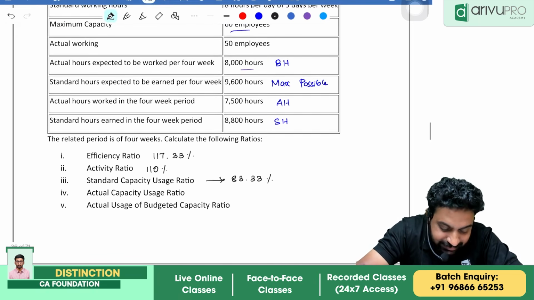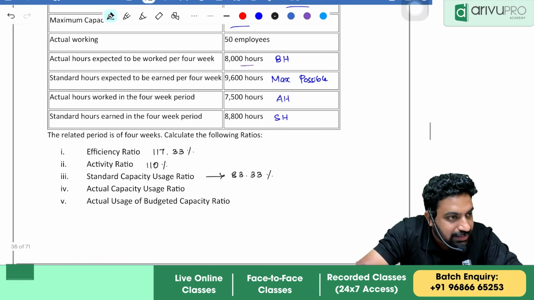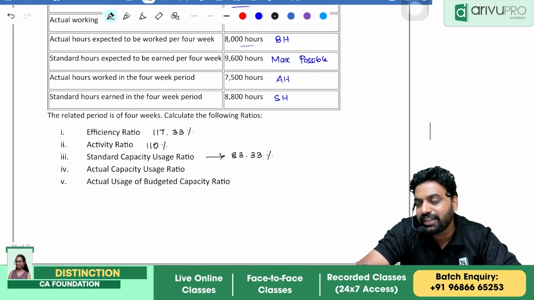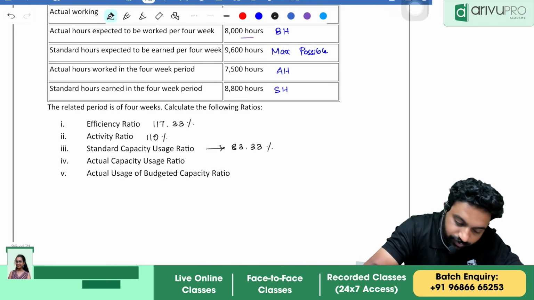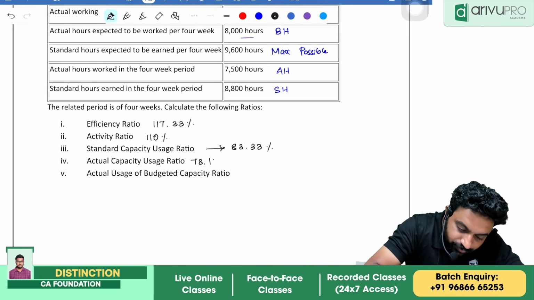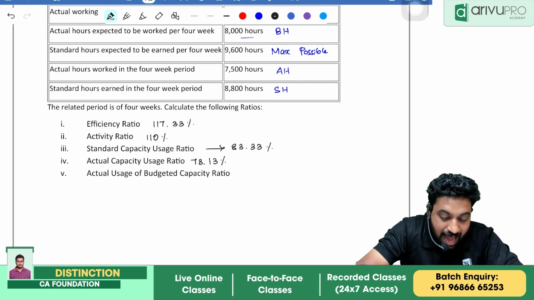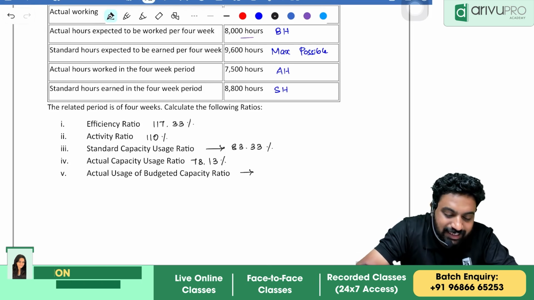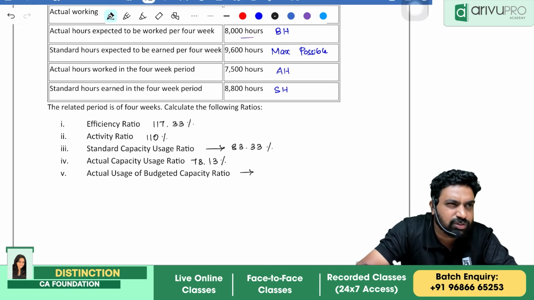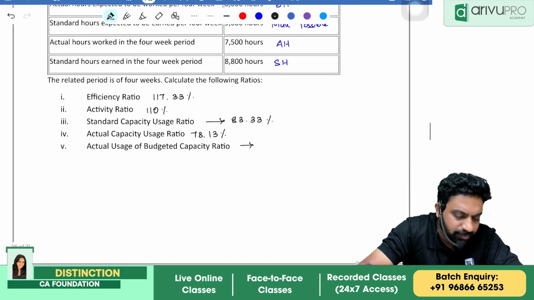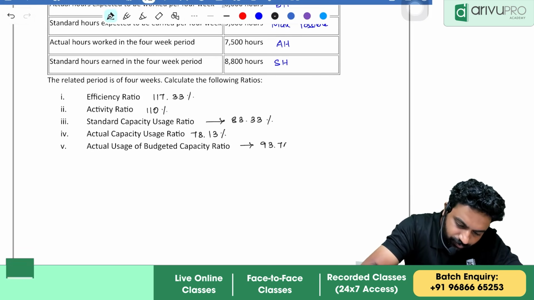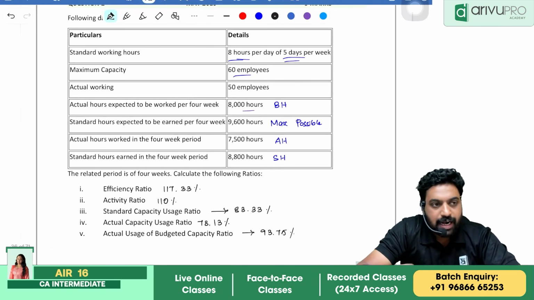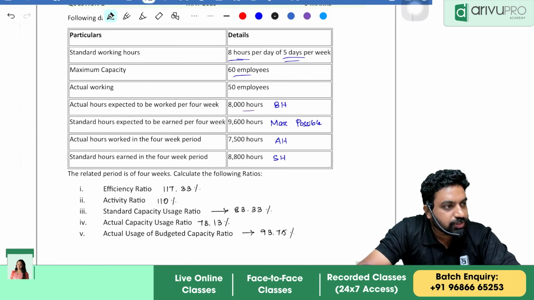Actual capacity usage ratio. That is actual hours divided by maximum possible hours into 100. 7,500 divided by 9,600 into 100. 78.13%. Actual usage of budgeted capacity they are telling, that is actual hours by budgeted hours into 100. 7,500 divided by 8,000. 15 by 16. 93. Is this clear, everyone? Shall we proceed?